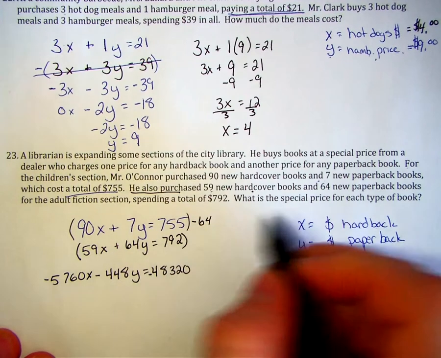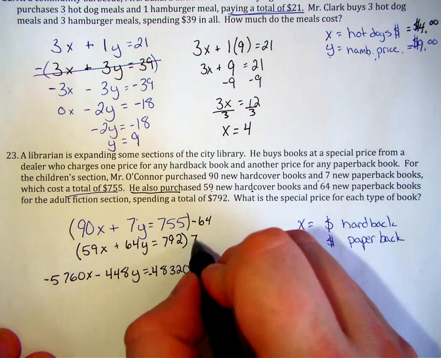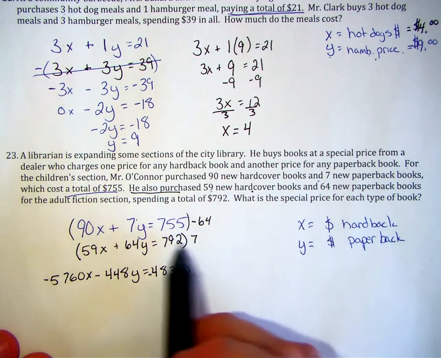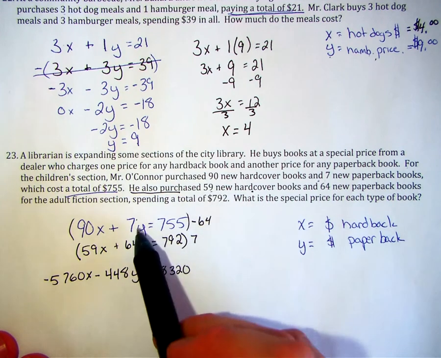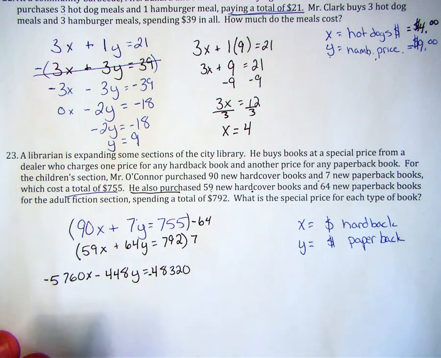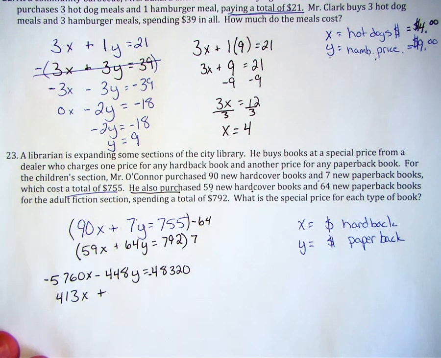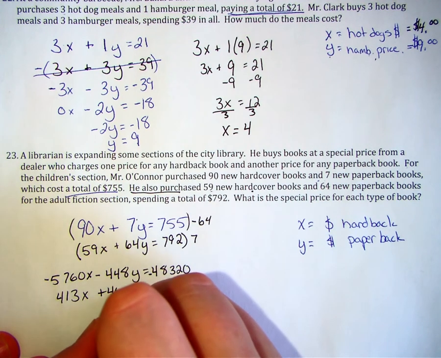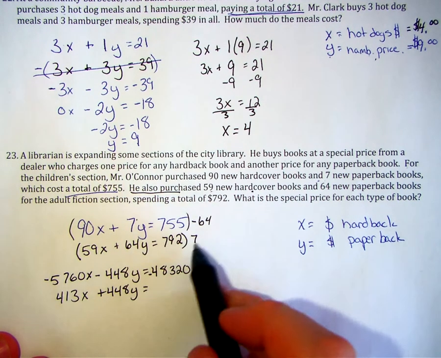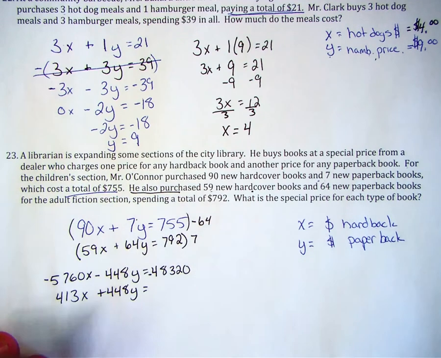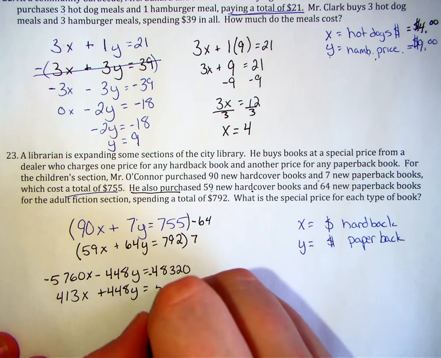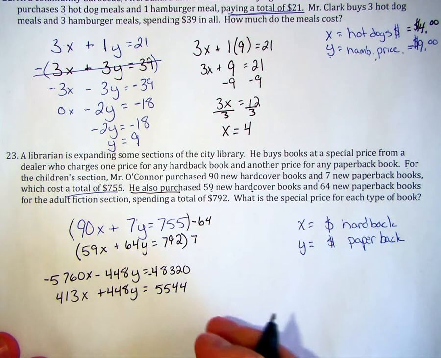Well, I'm going to have to multiply this by the opposite y value of 7. I don't need to change my other y value to negative y since I changed my first equation to a negative y value. So 7 times 59 is 413x plus 7 times 64 is 448y, which is why we chose to multiply both of these this way, as my y's will cancel out. 7 times 792 is 5,544.